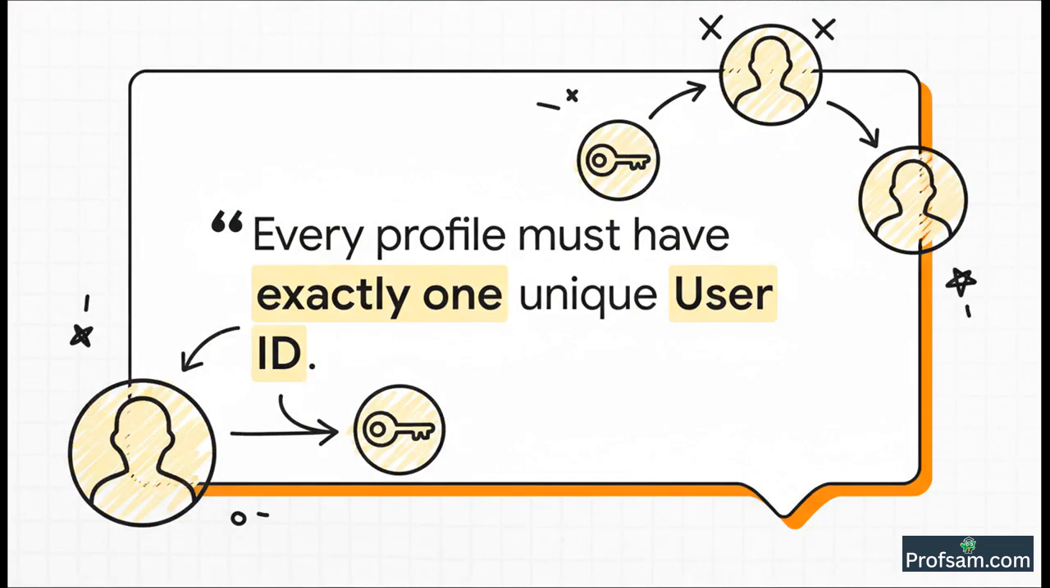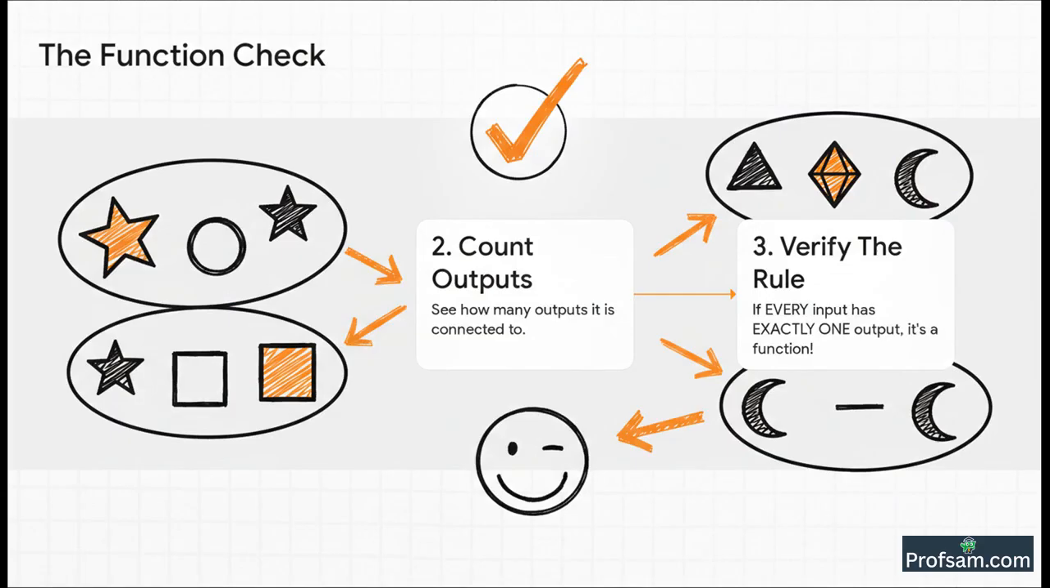Think about this rule on Instagram. Every single profile must have a unique user ID. A profile can't have 2 user IDs, right? And it can't have 0 user IDs. It has to have exactly 1. This strict rule is the main idea behind a function. So this is the main point. A function is basically a relation, but with a very strict rule. And what's the rule? Every single input from the first set must be connected to exactly 1 output in the second set. Not 0, not 2, but exactly 1.